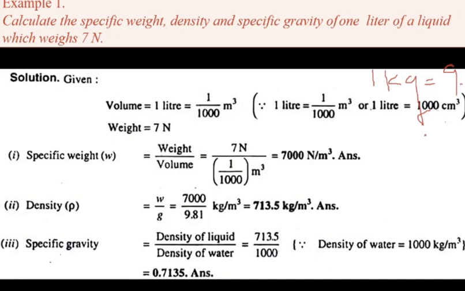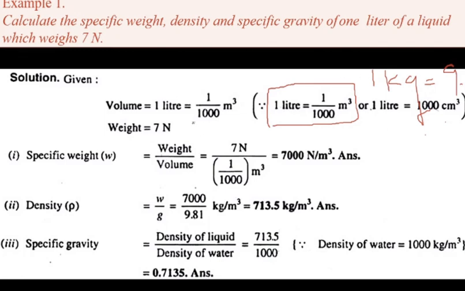So what is given? Volume is given, that is 1 liter. What we have to do? Whenever it is given in liter, we have to convert it to meter cube. So 1 liter is equal to 1 by 1000 meter cube. Okay. Next, weight is given, that is 7 Newton. So what is the unit of specific weight? It is Newton per meter cube only. Okay, we can convert into different units, but we'll follow the standards. So specific weight W can be given in Newton per meter cube, so we will not change here.